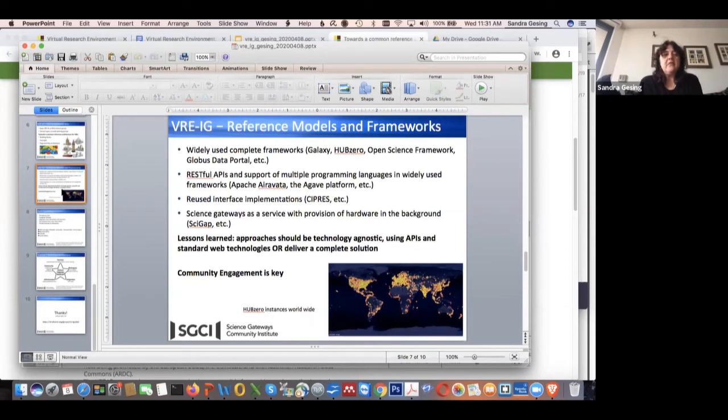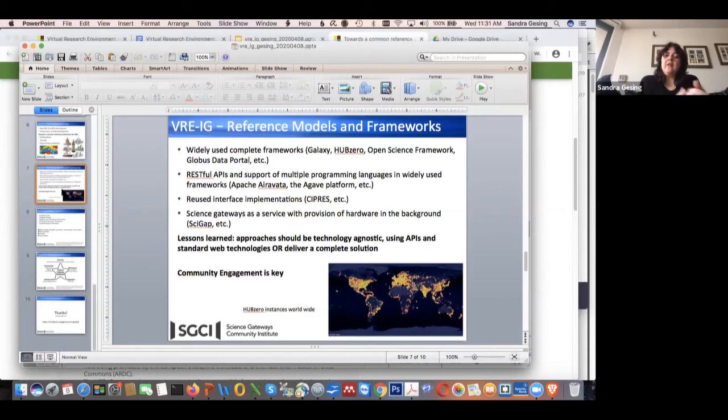Or there are implementations out there like CIPRES. CIPRES is a widely used science gateway in the US with around 20,000 users now. And it has a really generic interface implementation, so it could also be reused as a standard implementation. Some projects offer science gateways as a service, so users or developers can really use these implementations and have resources in the background. That is, for example, a project like SciGaP.